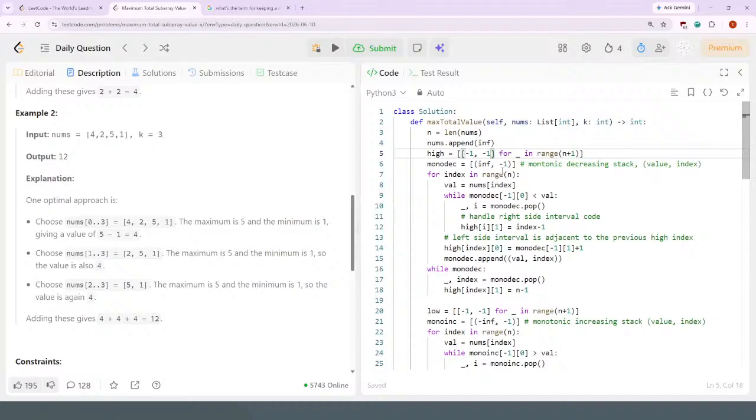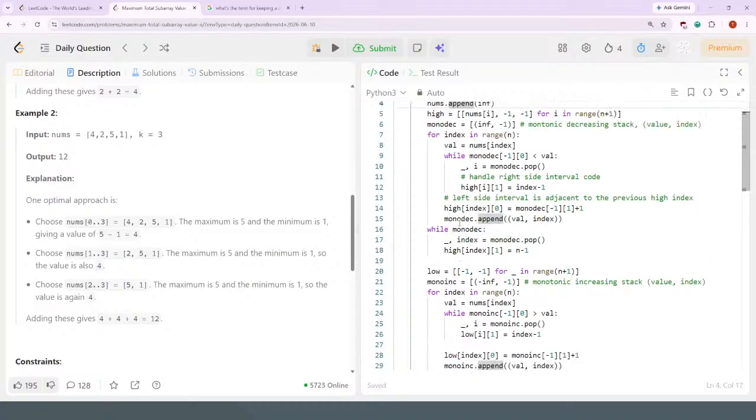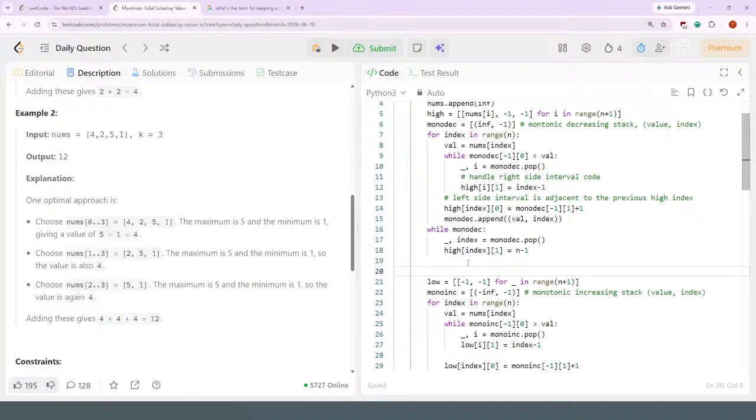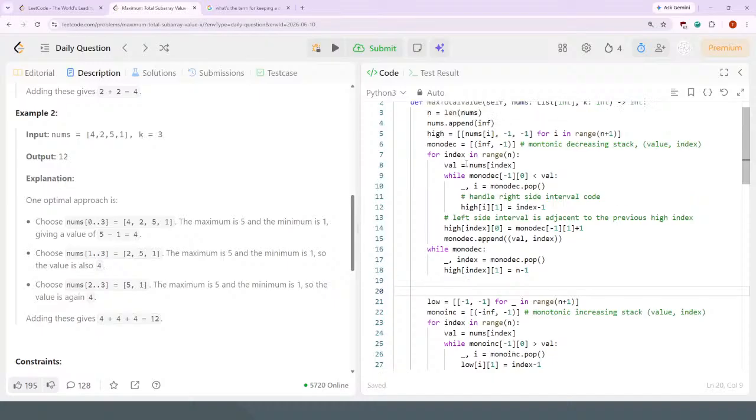Maybe this tuple now becomes nums at index, let's say i, for every i in range to n+1. This is a little hacky. Hacks upon hacks. So these now are the low and the high, or the second index 1, index 2, or the start and end of the intervals.